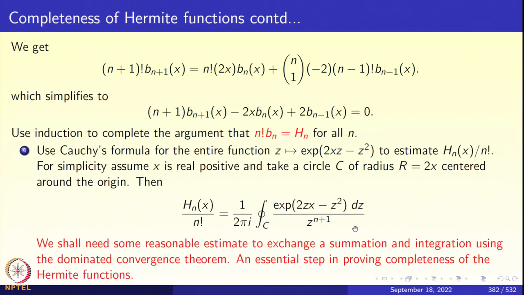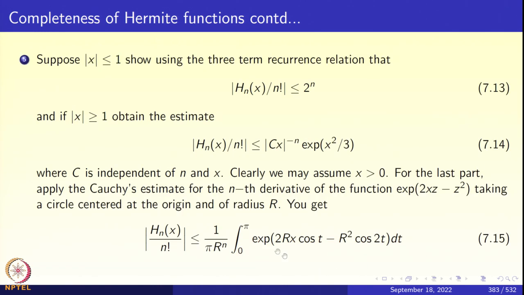So remember, mod of e to the power w is what? e to the power real part of w. So the imaginary part can be ignored. So that's how, when I estimate, I get 1 upon pi r to the power n times the integral of exp of 2rx cosine t minus r squared cosine 2t dt. The integral goes from minus pi to pi. Since the cosine function is an even function, it goes from 0 to pi.